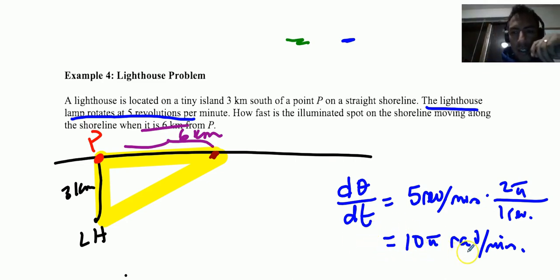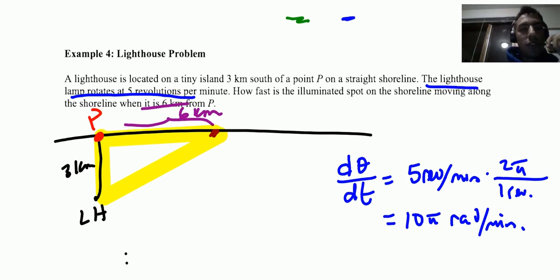So d theta dt is 10 pi radians per minute. We couldn't keep that in 5 revolutions because we want to see how much this thing is rotating around in one cycle of minutes. And in 1 minute, it's 10 pi radians. We're also going to need radians here because of trig. We're going to set some stuff up here with some trig.